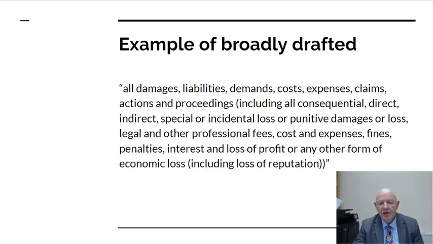An example of a broadly drafted indemnity can be seen on the screen there. It says all damages, liabilities, demands, costs, expenses, claims, actions and proceedings, including all consequential, direct, indirect, special or incidental loss, etc., etc. That's a broadly drafted indemnity. So it covers both direct losses, indirect losses, incidental losses, special losses, consequential losses.